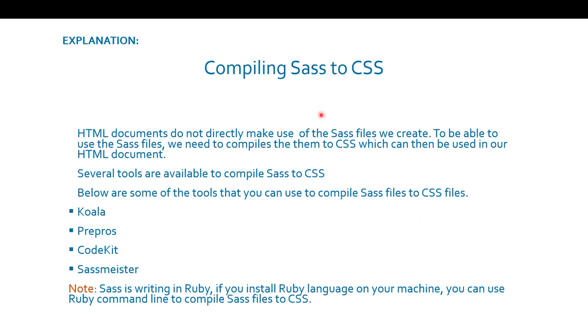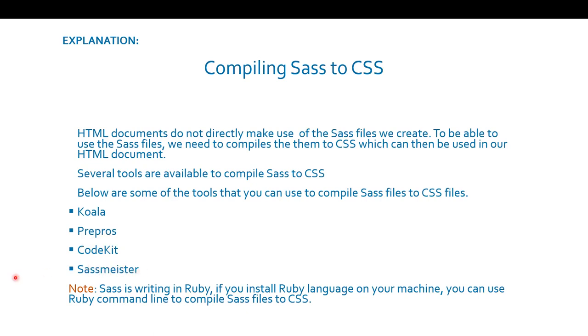Compiling Sass to CSS. Like I said, HTML documents don't work directly with Sass. So for us to make good use of the code we've written in Sass, we have to convert it to CSS. I've showed you the tool I'm currently using to convert my Sass to CSS, but there are other tools as well you can use, like Prepros, CodeKit, and SassMeister. SassMeister is an online tool.